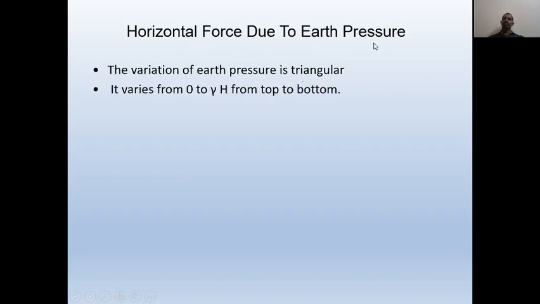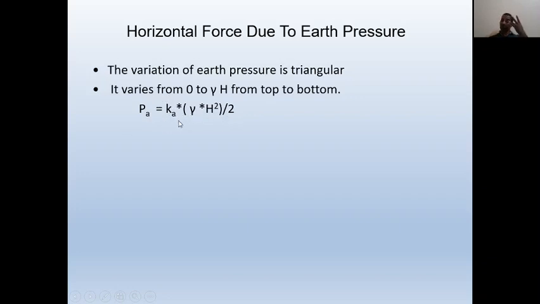Next, a horizontal force due to earth pressure. The variation of earth pressure is triangular. It varies from 0 at the top to gamma h at the bottom. This is for retaining walls without surcharge only. Therefore, active earth pressure Pa is equal to Ka into gamma h square by 2. You can see over here gamma h square by 2, which is common for both dams and retaining walls, but only the active earth pressure coefficient will be coming over here.